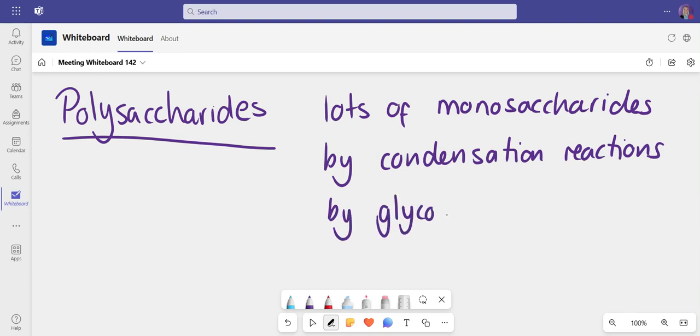Glycosidic bonds. Okay, so polysaccharides are made of lots of monosaccharides by condensation reactions which form glycosidic bonds.